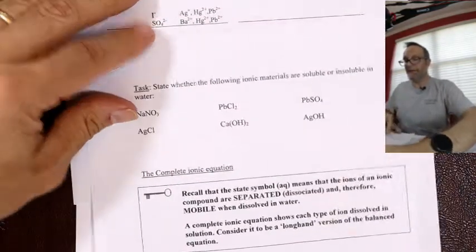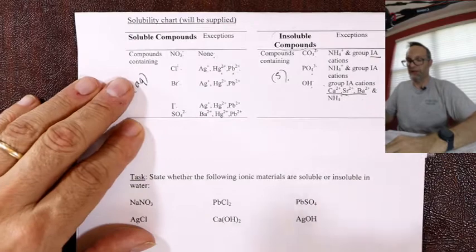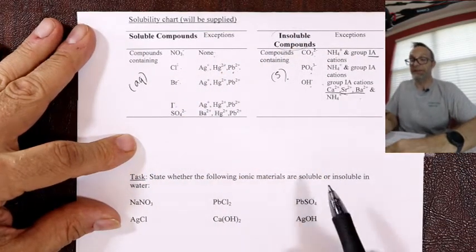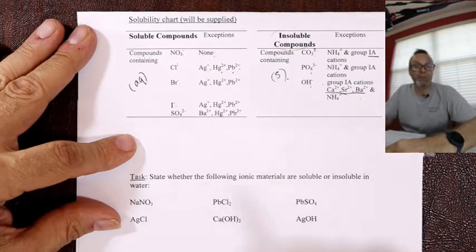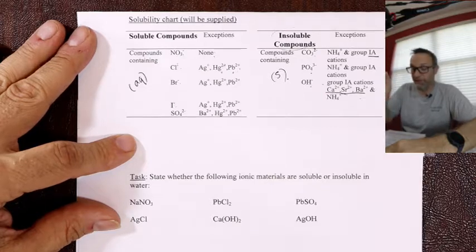Have your chart ready. So there's your chart and there's some questions. Use the chart and state whether the following are soluble or insoluble. Just put a state symbol next to the formula. If you feel confident, do it. If you want to watch me do a couple and then do a few, fine.